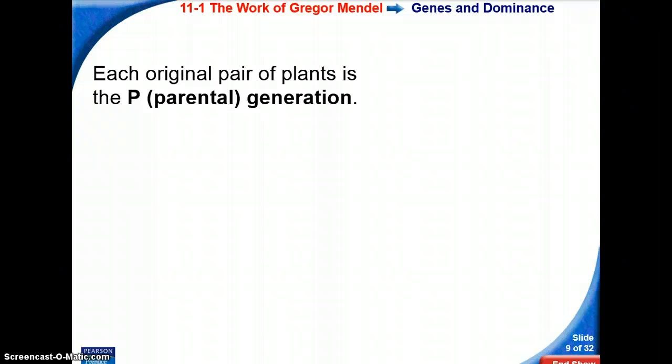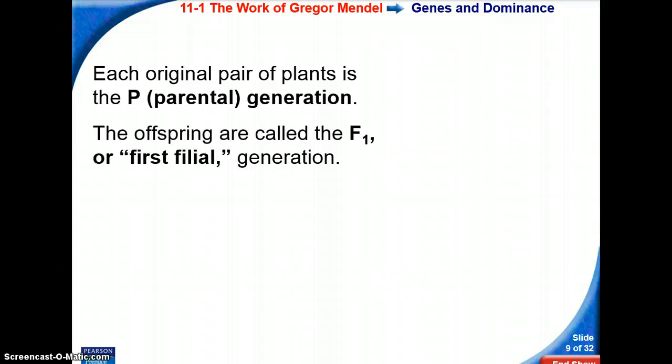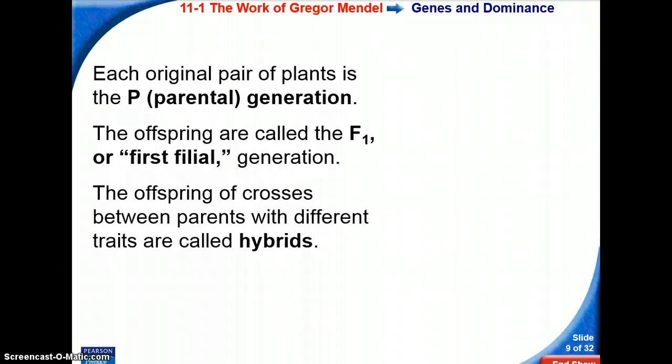So when he started looking at this, this is kind of how he termed it, he classified it. Each pair of original plants is called the P, or the parental generation. Then the offspring that those plants create are called the F1, or the first filial generation. The offspring of crosses between parents with different traits are called hybrids. So essentially, he was creating a hybrid pea plant.